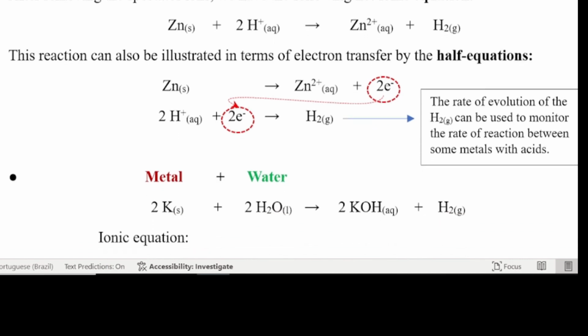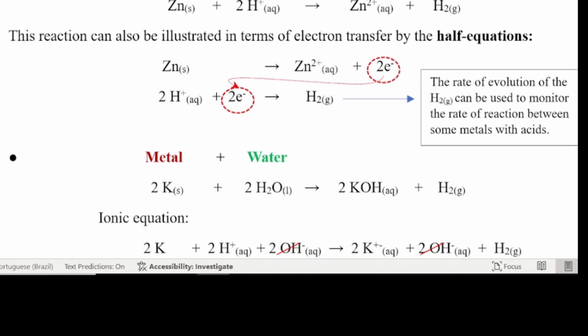You can also have a very reactive metal reacting with water. In this case, potassium. Potassium reacts very, very violently with water. It gives you a solution, potassium hydroxide, and hydrogen gas. This reaction is so vigorous that when you put the potassium in the water, you have to use a shield and do the reaction there. The hydrogen that is produced burns spontaneously. You can see a lilac color.